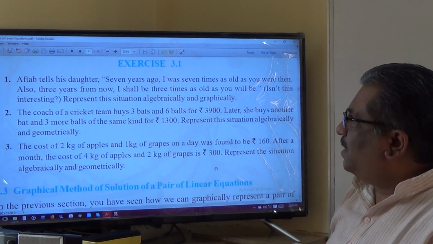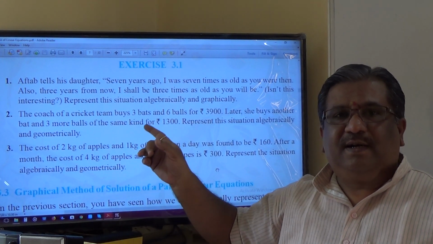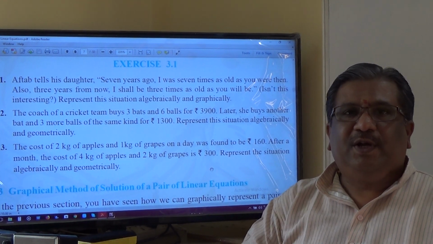For you, the first assignment is exercise 3.1. You have to complete this assignment and submit in 2 days. If any doubts, you can reach back to me.